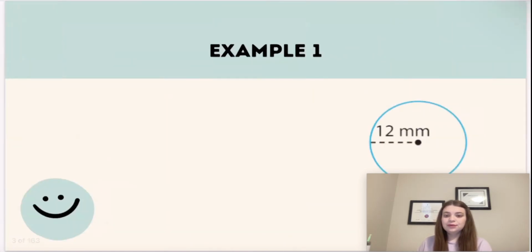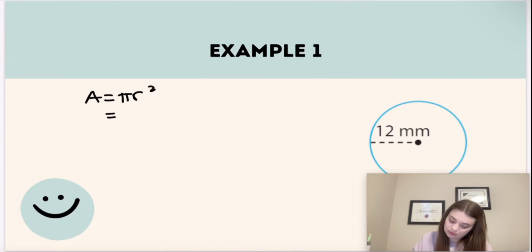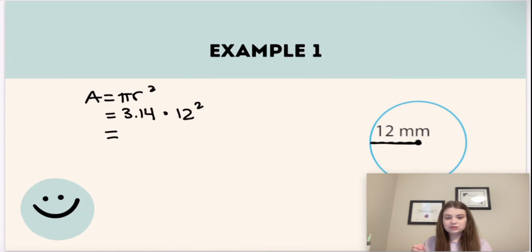So here's an example. We want to find the area of this circle. So as we know, area is equal to pi r squared. So in this case, we're going to do 3.14 for pi. And then the radius, the distance from the center to an edge, is marked as 12 millimeters, so times 12 squared. And then remembering order of operations, we should do the exponents before we do multiplication. So 12 squared is the same as 12 times 12, and that's 144.